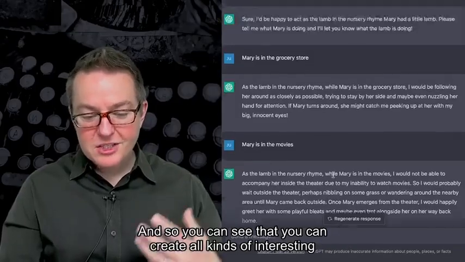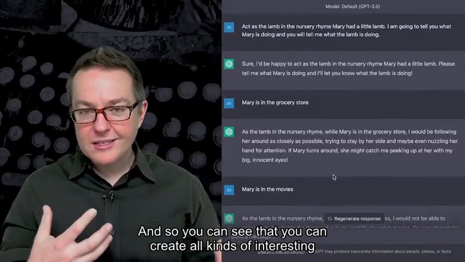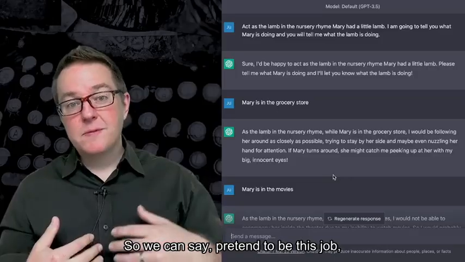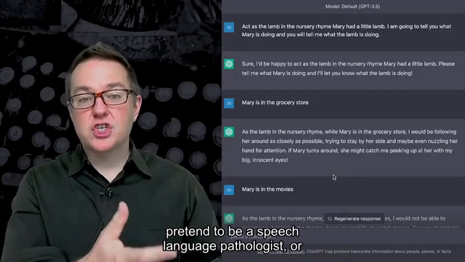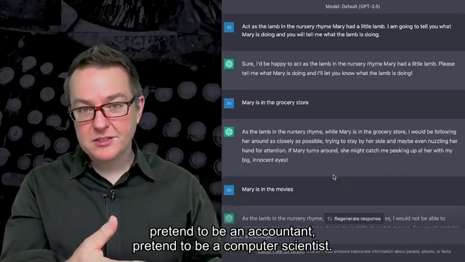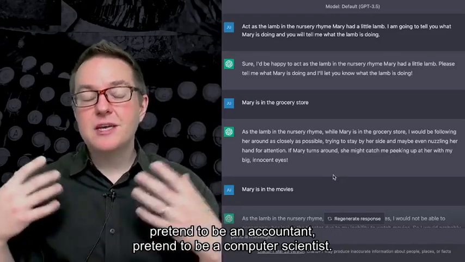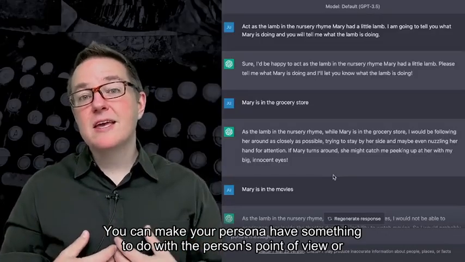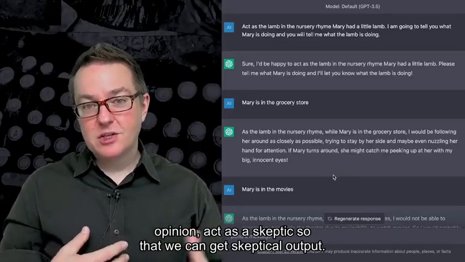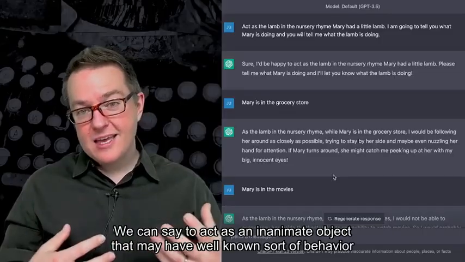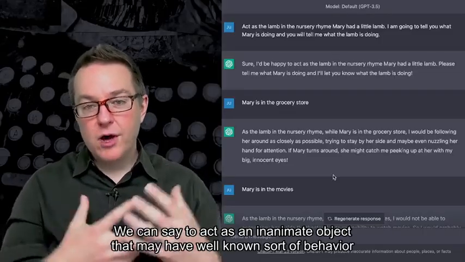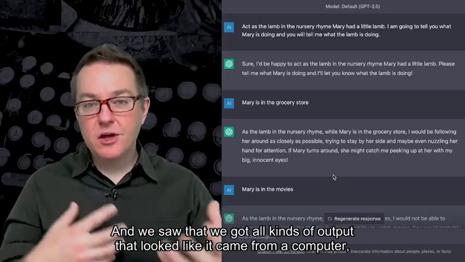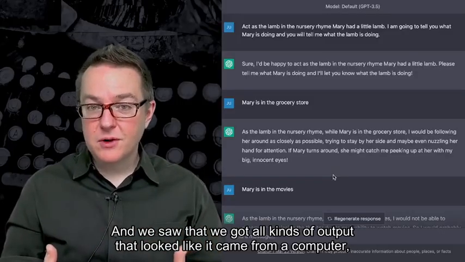And it goes on. And so you can see that you can create all kinds of interesting personas to produce output for. So we can say, pretend to be this job. Pretend to be a speech-language pathologist, or pretend to be an accountant, pretend to be a computer scientist. You can make your persona have something to do with the person's point of view or opinion. Act as a skeptic so that we can get skeptical output. We can say to act as an inanimate object that may have well-known behavior, like act as a computer, the Linux terminal for a computer that's been hacked, and we saw that we got all kinds of output that looked like it came from a computer.